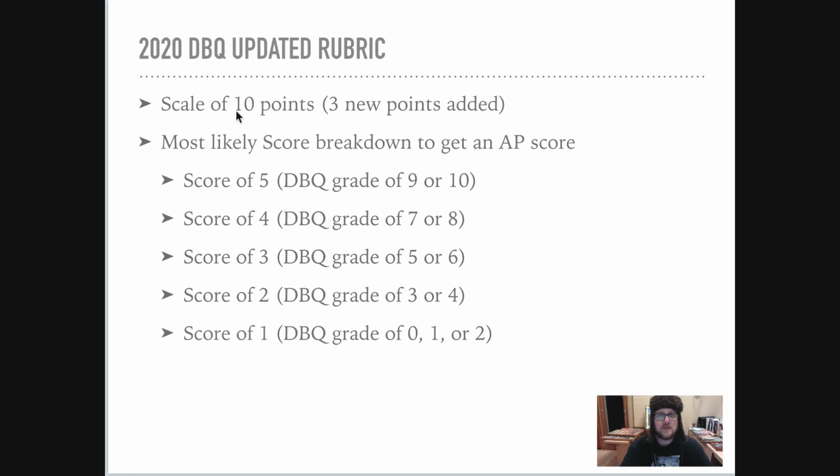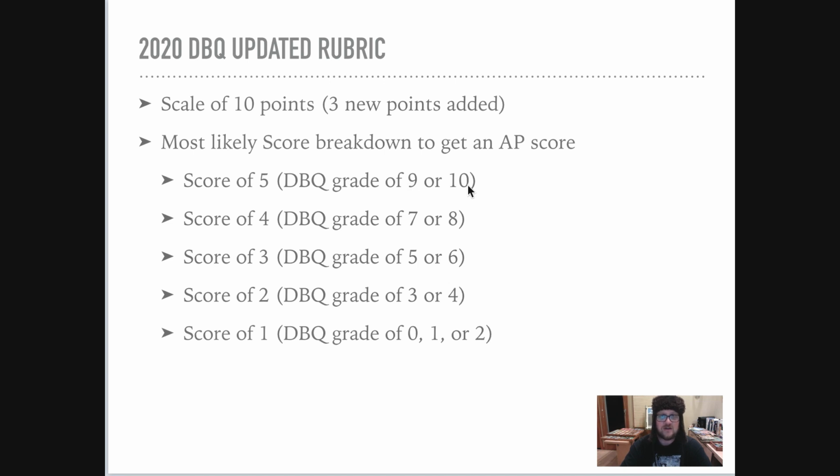Okay, here's the updated rubric. It is a scale of 10 points, 3 new points added. Here's the most likely score breakdown to get an AP score of your choice. Again, this is not directly from the AP College Board yet. This is just what we think as AP teachers. So most likely, again, don't quote me on this, but most likely to get a score of a 5 on the AP test, you must get a DBQ score of a 9 or a 10.